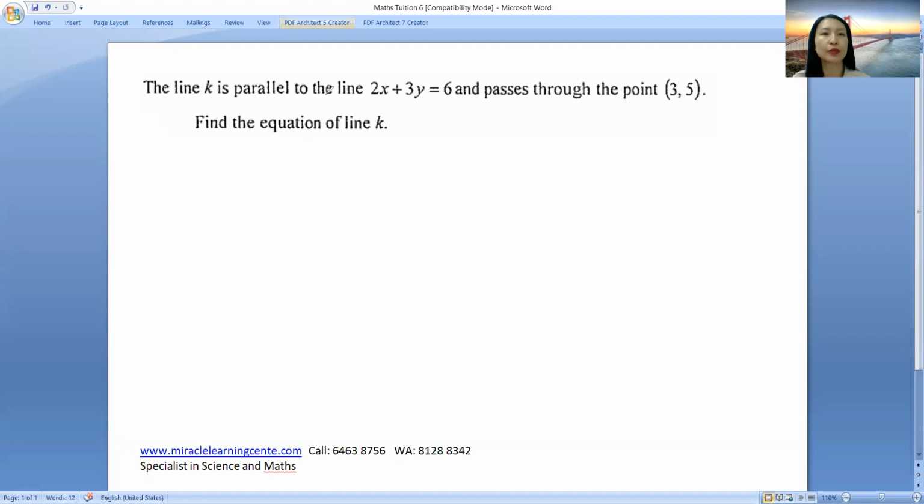The line K is parallel to the line 2x plus 3y equals 6 and passes through the point (3, 5). Find the equation of line K. Okay, we know the general equation of a straight line is y equals mx plus c. m refers to the gradient and c refers to the y-intercept.